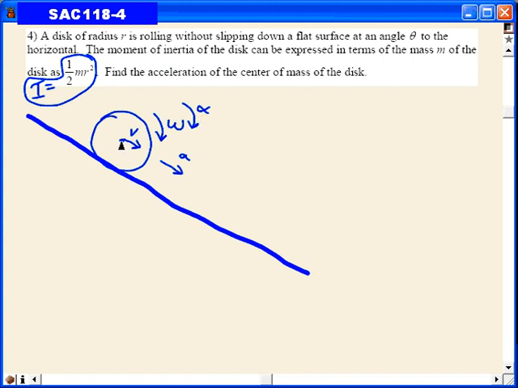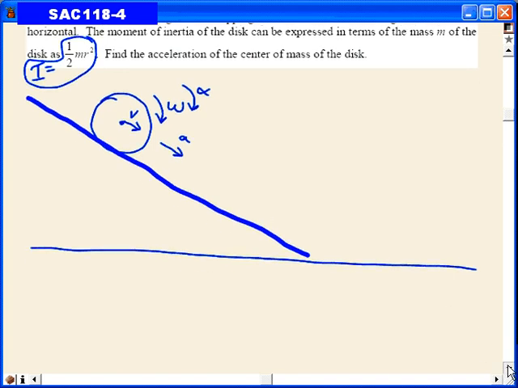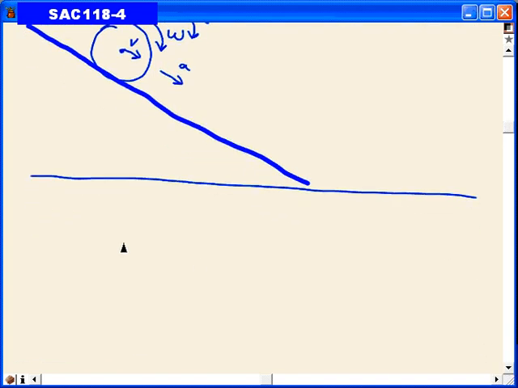The rate at which it's spinning has to be increasing if it's rolling without slipping, and the rate at which it's going is increasing, the speed with which it's going down the ramp. Okay, we need a free body diagram for this. I'm going to draw that down here.